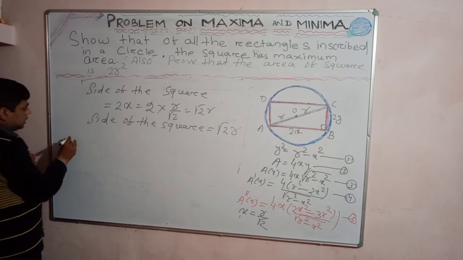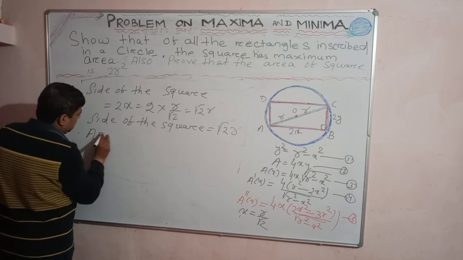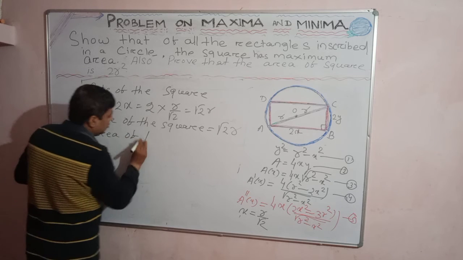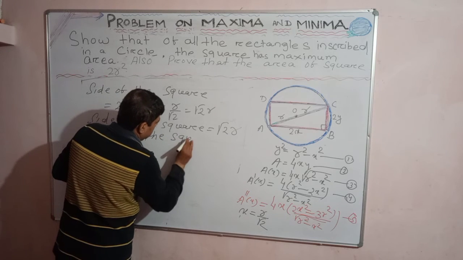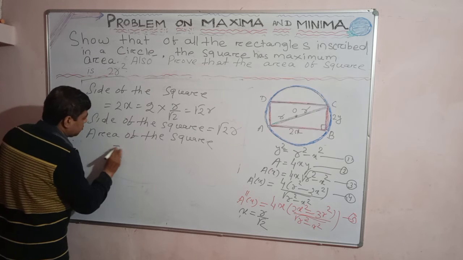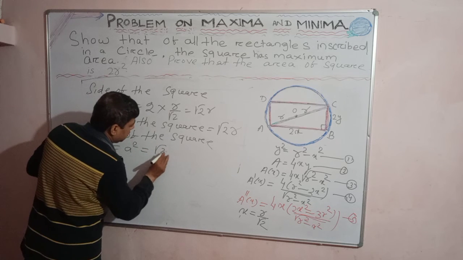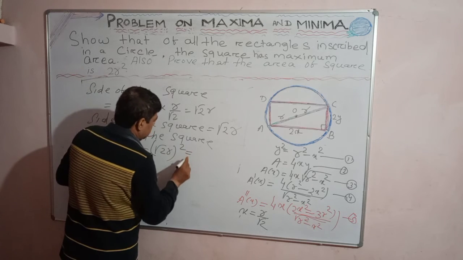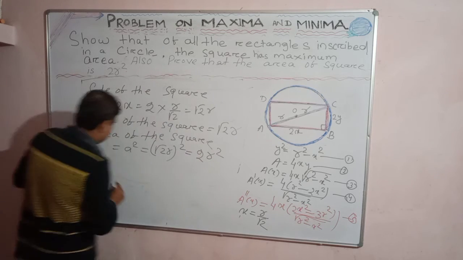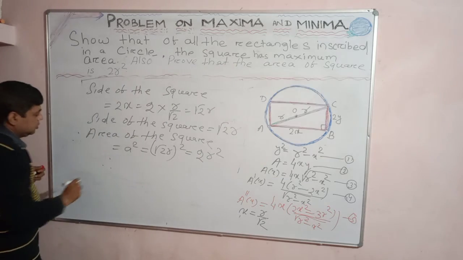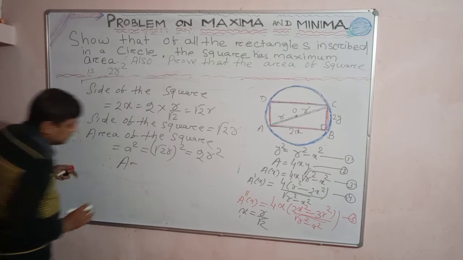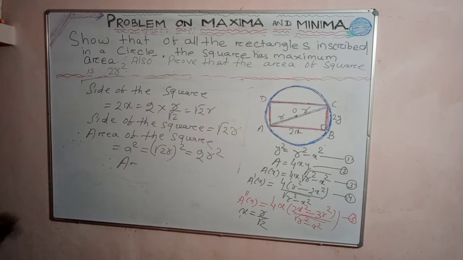And then what is the area of the square? Hence the area of the square will be the side of the square, root 2 into r, whole square. Root 2 squared is 2, and r square. Thus the area of the square is 2r square. And the second part you also proved. We have proved that the area of the square is 2r square, and this is what we wanted to prove in this question.